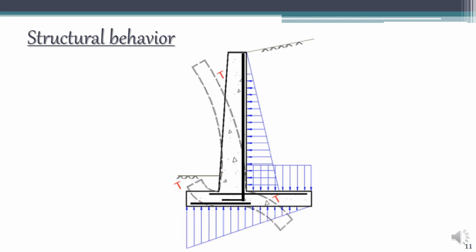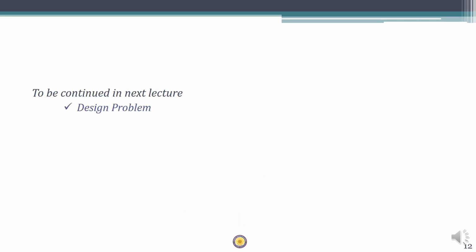So that's it for today. In the next lecture, we'll continue with a design problem for the cantilever retaining wall.